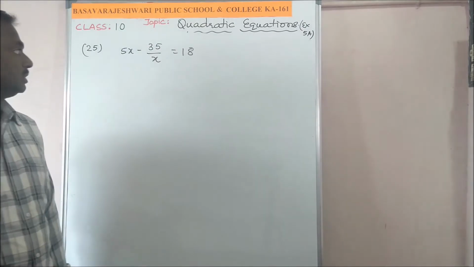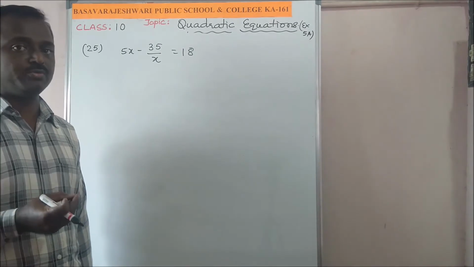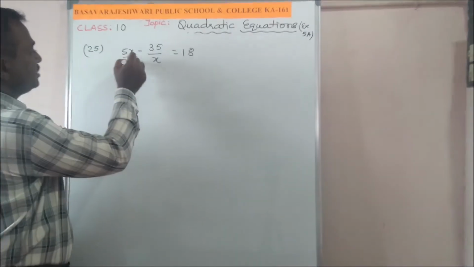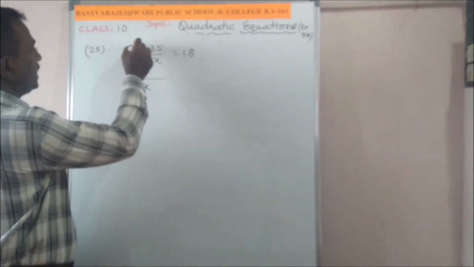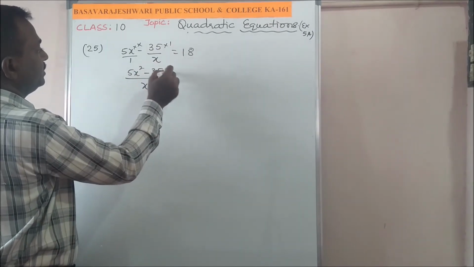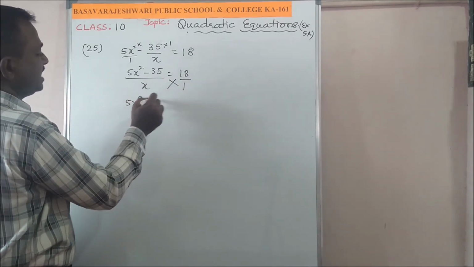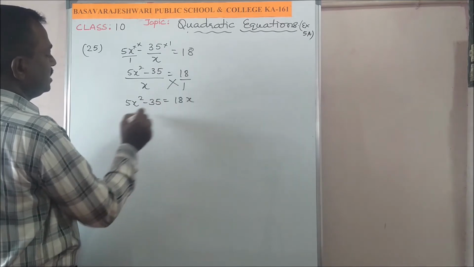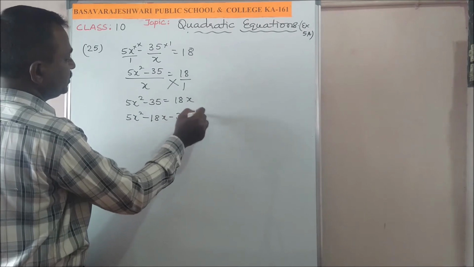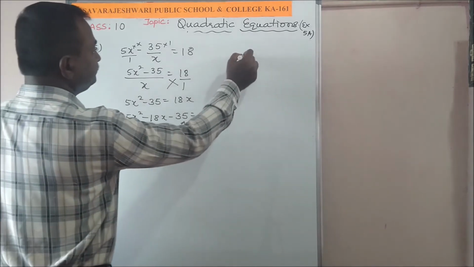25th sum: 5x − 35/x = 18. Same procedure: first we bring it to standard form and solve the quadratic equation. The LCM on the LHS is x, giving 5x² − 35 = 18. Cross multiplication: 5x² − 35 = 18x. So 5x² − 18x − 35 = 0. So 35 into 5.